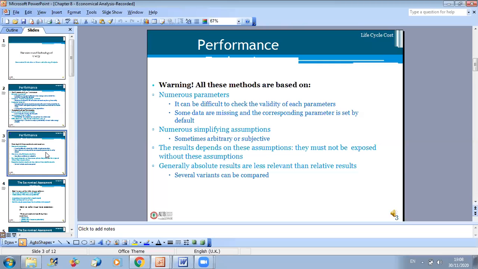Okay? And in general, absolute results are not relevant. So always we should give relative results. What do we mean by this? So I can tell you this project after 10 years will give you a gain of $1 million. Okay, maybe for one person $1 million is very good, but if you have a very large company and the initial cost is $100 million, then if you gain $1 million after 10 years, it's nothing. So you should always compare. You should take a ratio of the gain over the investment, for example. Okay.